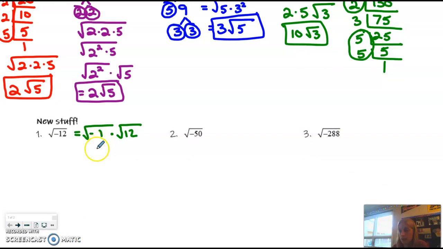So I can say, all right, well, this first radical is i, and now I need to factor the second radical. 12 is the same as 4 times 3. You could have said 6 times 2. That's totally fine. 3 is prime. 4 factors into 2 times 2.